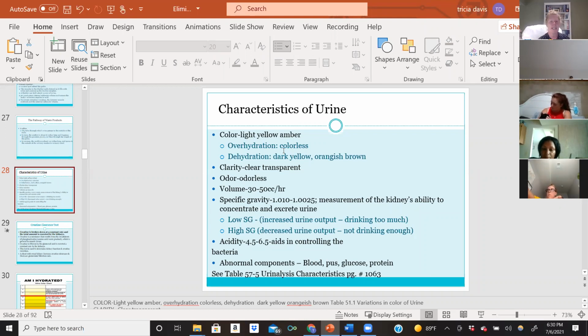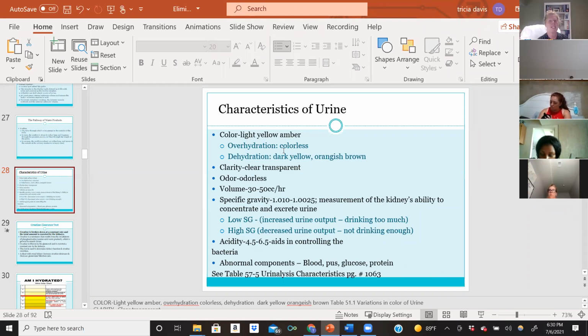When we talk about clarity, we want our urine to be clear. So we don't want any kind of sediment. We don't want any type of pus, any kind of white blood cells in there. We don't want any blood. We don't want to see any red speckles in there. It should always be clear. It shouldn't be hazy. You should be able to see through it. It should be odorless. It shouldn't have any type of fruity or foul odor to it.